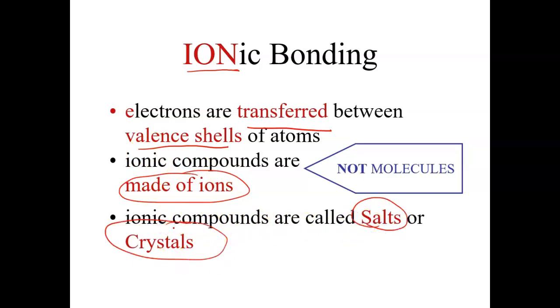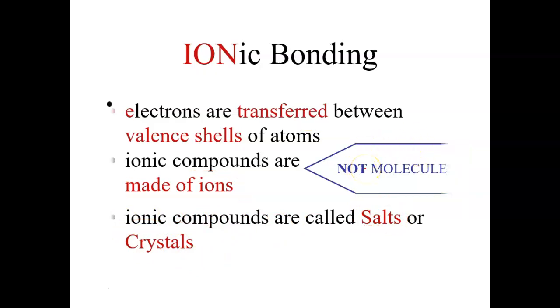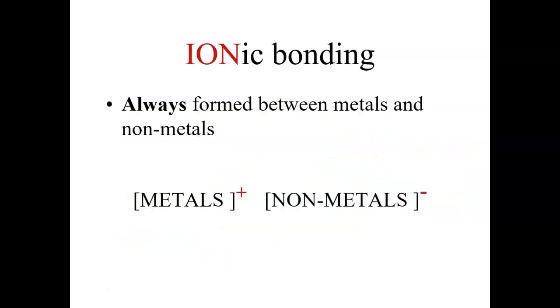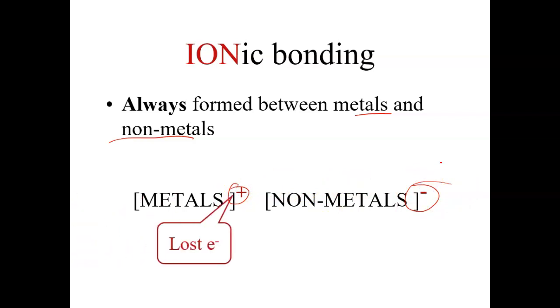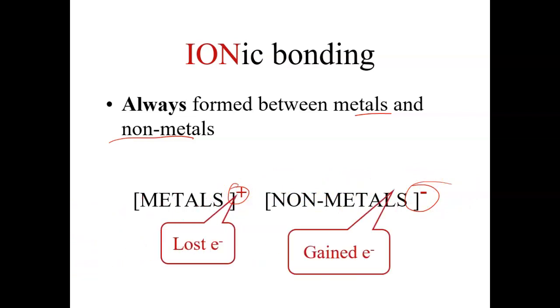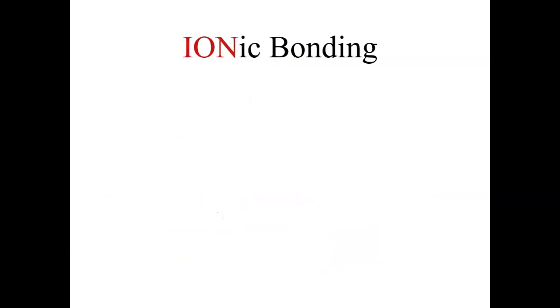Ionic compounds are called salts or crystals. This is going to come in handy when we get into acid-base reactions, so keep in mind that ionic compounds are called salts. They always form between metals and nonmetals, and that's because metals are positive and nonmetals are negative. There are your cations and your anions. The metals lose an electron, and the nonmetals gain electrons.